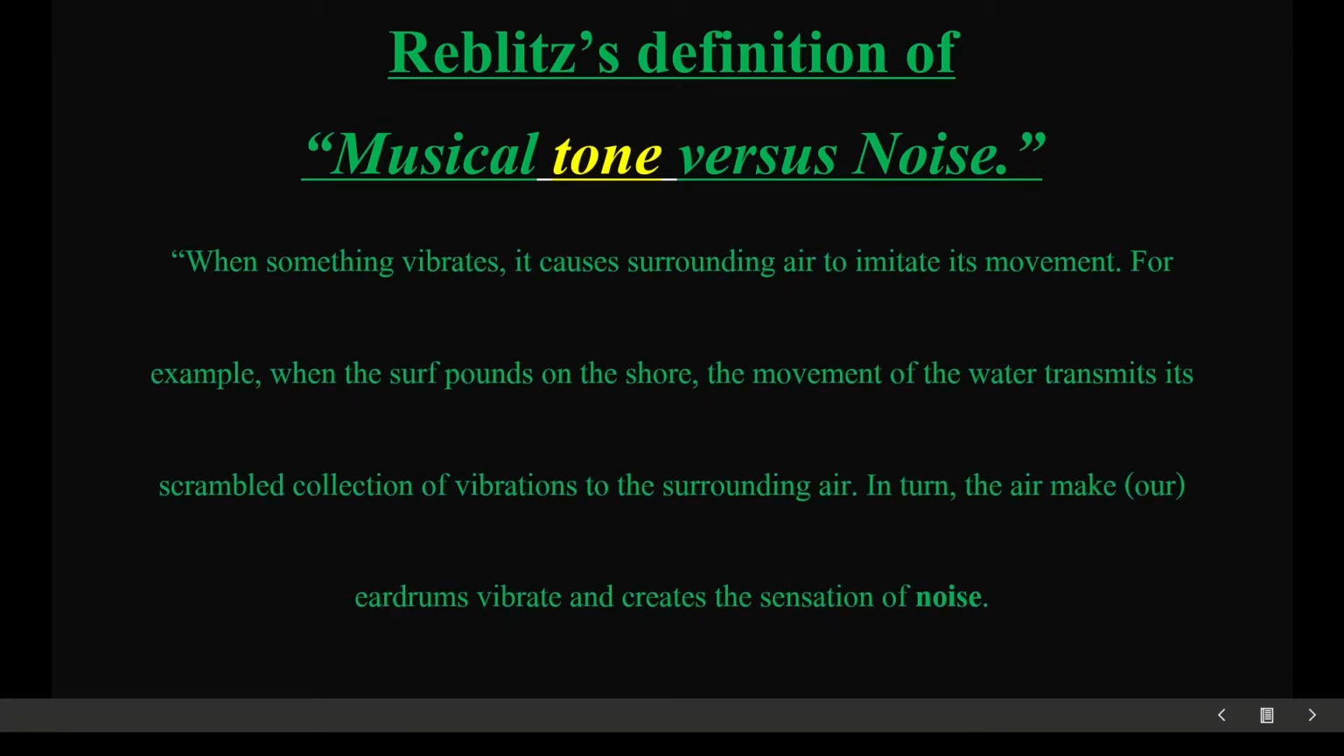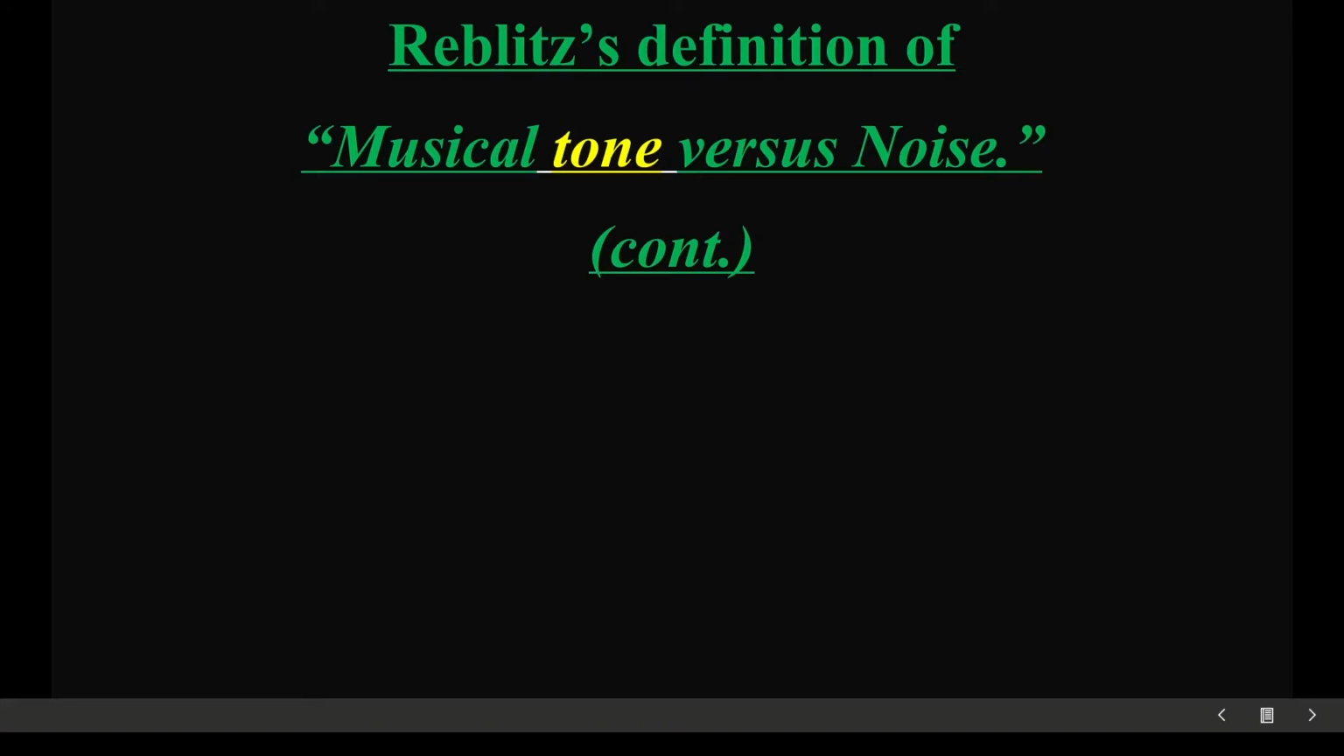When something vibrates, it causes the surrounding air to imitate its movement. For example, when the surf pounds on the shore, the movement of the water transmits its scrambled collection of vibrations to the surrounding air. In turn, the air makes our eardrums vibrate.